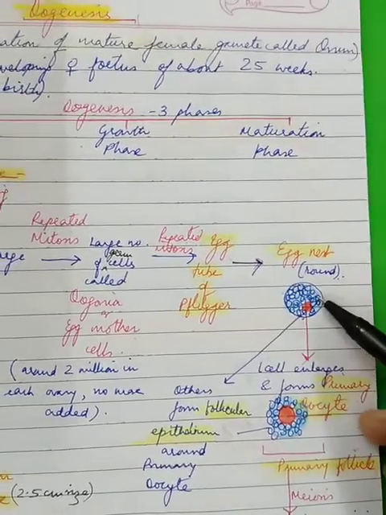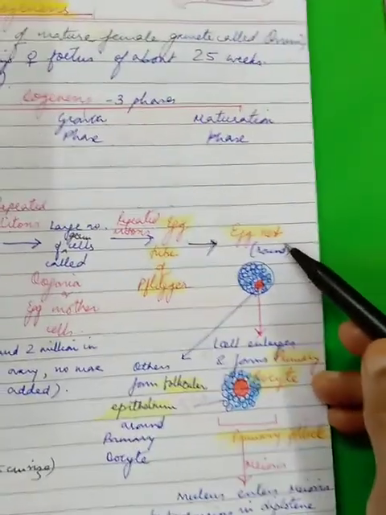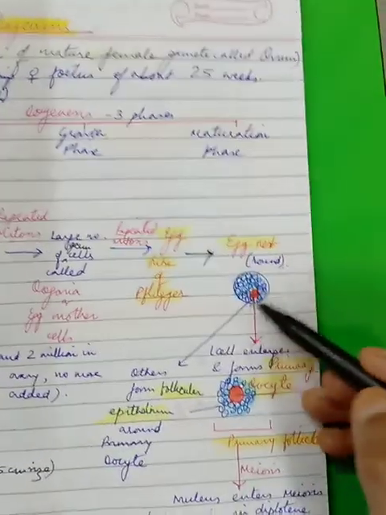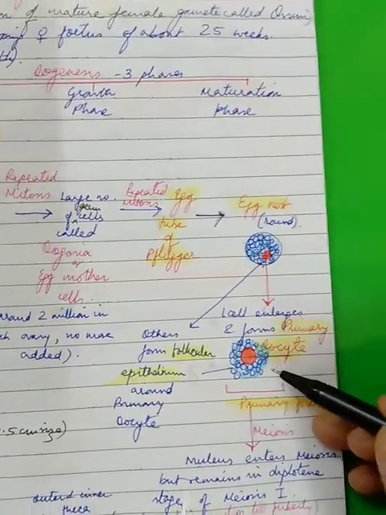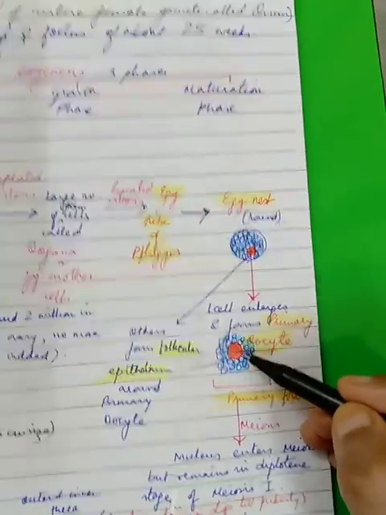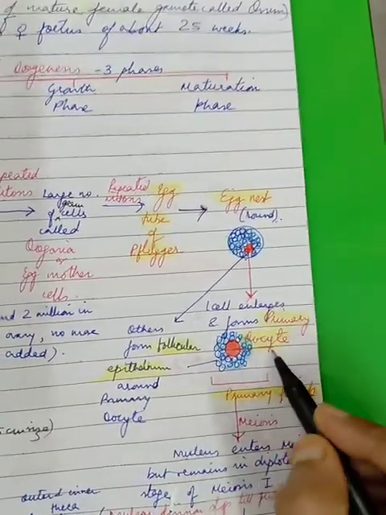A rod-shaped structure, the egg tube of Flugger, becomes a round nest-like structure or egg nest. Now in this, which is like a group of many cells, one of the cells of the egg nest enlarges. The red one you can see is the enlarged cell. Alright, and this forms the primary oocyte.